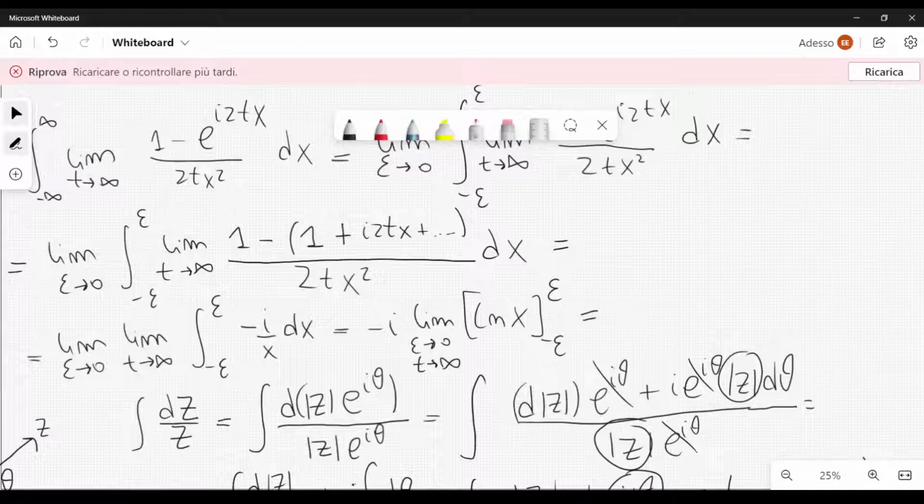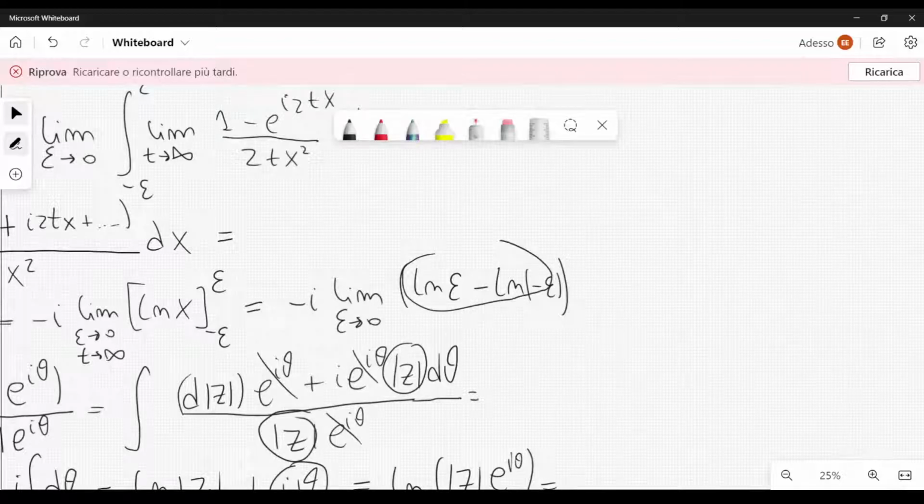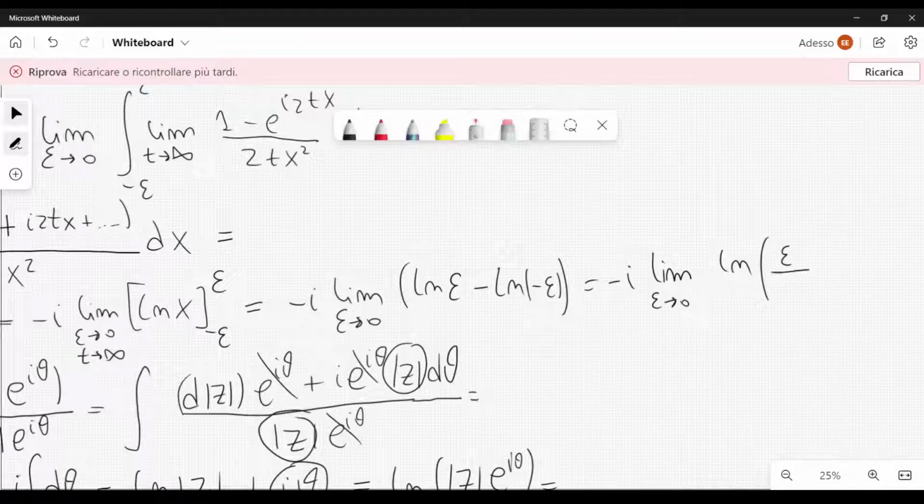And this can be written as minus i, and then I have the limit here, and we can remove the limit as t goes to infinity, because you can see that the variable t was simplified at this step when we divided t by t here. So we only have the limit as epsilon goes to 0, and then I have the natural log of epsilon minus the natural log of minus epsilon, like this. And now we can also put together the natural logs. I have minus i limit as epsilon goes to 0, and then I have natural log of epsilon divided by minus epsilon, but this will be minus 1, so the limit as epsilon goes to 0 is really meaningless here. I have minus i natural log of minus 1, but now the value minus 1 can be written as e to the i pi, and therefore I have natural log e to the i pi, and therefore I have minus i times i pi, which is equal to pi.